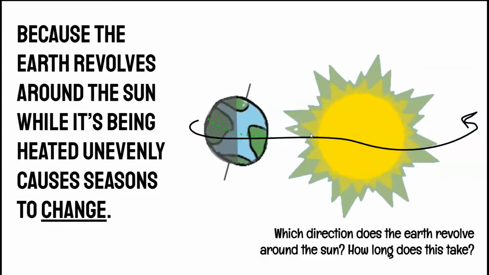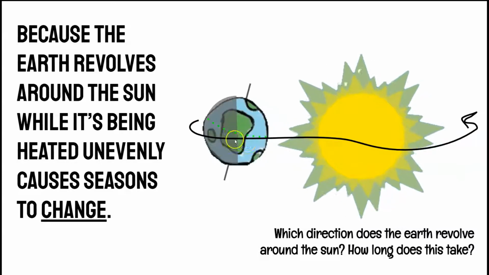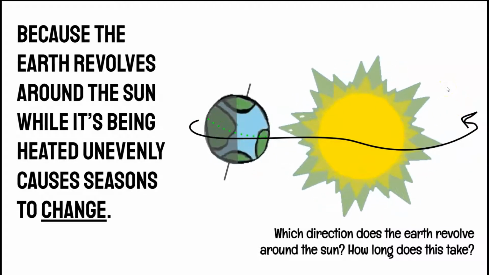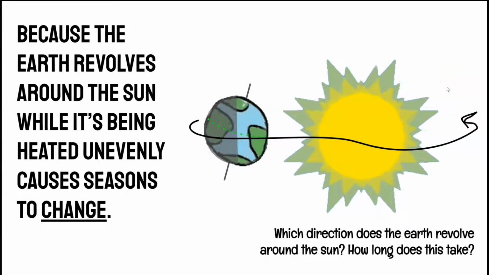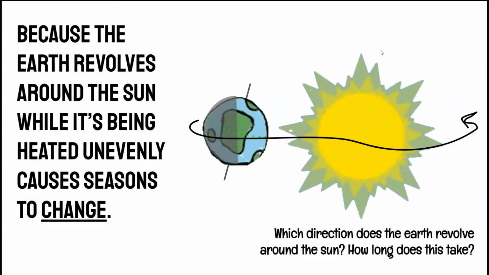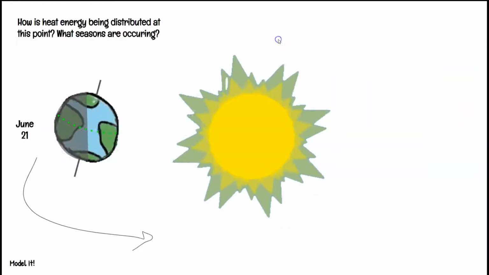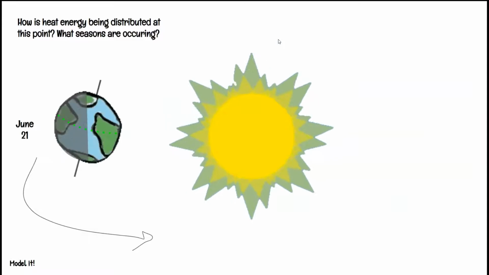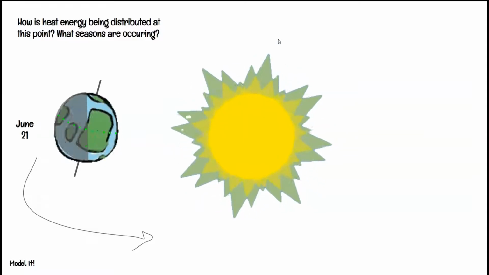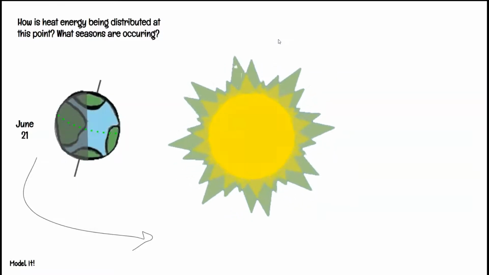The Earth revolves around the sun just like the Earth rotates, counterclockwise. So it moves to the left, and it takes about 365 days, or about a year, for it to complete one full revolution. Technically, it takes 365.25 days, and that's why we have leap day every 4 years. That's more than you need to know, though. So let's talk about heat distribution at each of these points in our path around the sun, and what seasons will be occurring in each hemisphere at each point.